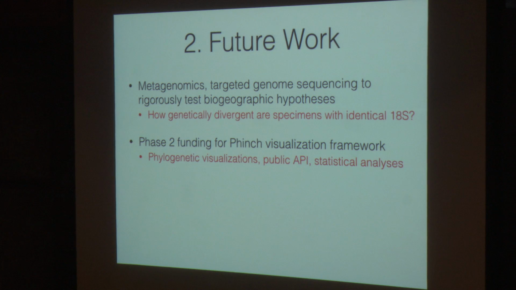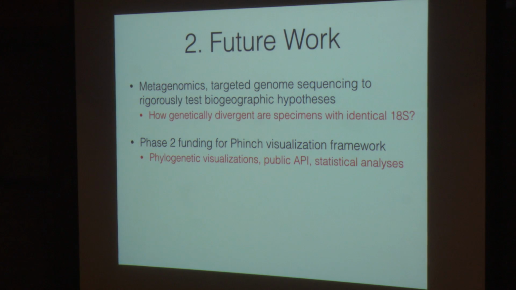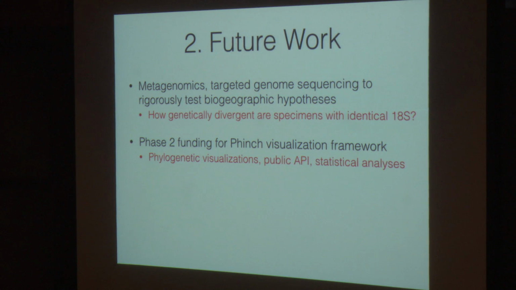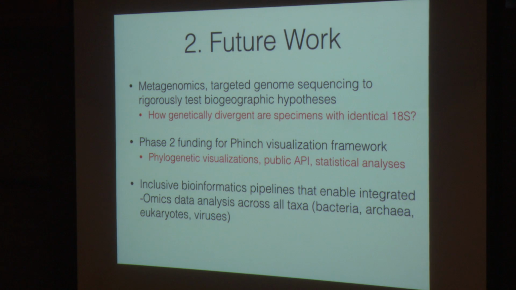I'm also in the process of writing a renewal grant for the Finch data visualization framework through the Sloan Foundation, and in the second stage of funding, the goal is really to develop better visualizations, specifically for phylogenetic visualizations, putting things onto a tree, developing public APIs so other researchers can link in with this framework, and also developing statistical analyses. So if you see something that looks interesting biologically, you can just push a button and be able to tell whether or not that is statistically significant.